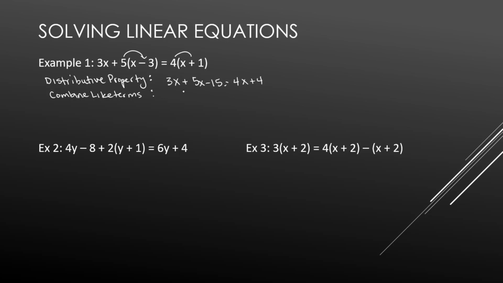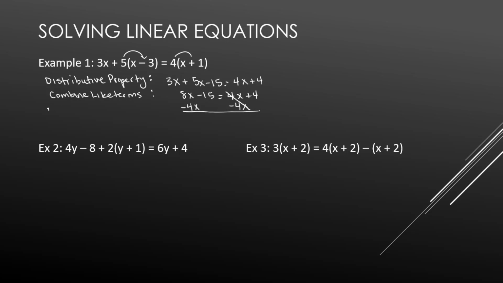And so this will give me 8x minus 15 equals 4x plus 4. Now I need to get those x's together. So I'm going to subtract 4x from this side so that this goes to 0. But whatever I do to the right, I have to do to the left. That's the golden rule of equations.